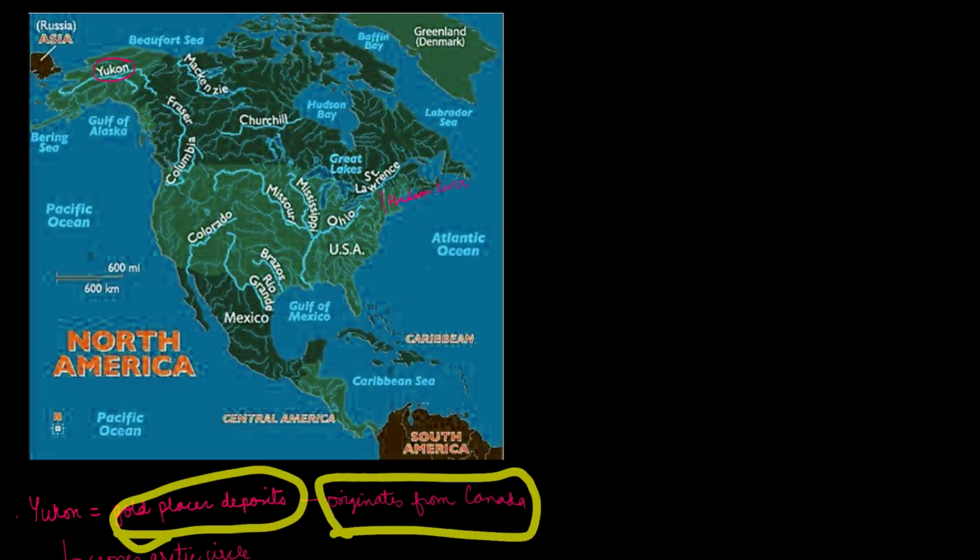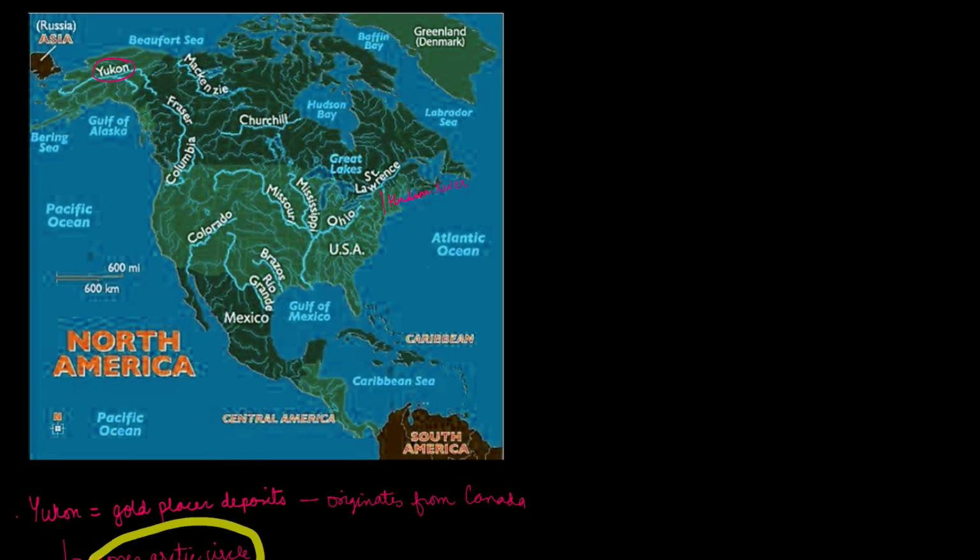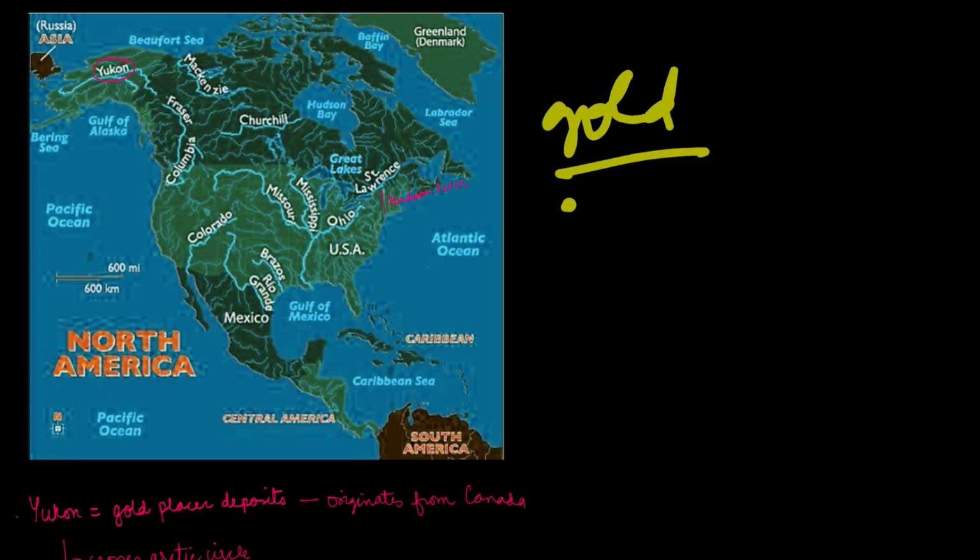One of the major rivers is Yukon over here. Yukon is known for gold placer deposits. It originates from Canada and it crosses the Arctic Circle. So this right over here is Yukon and it is known for gold placer deposits.